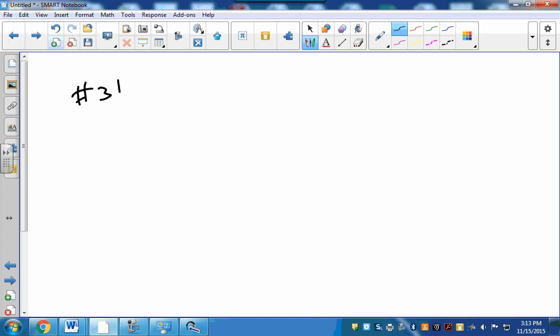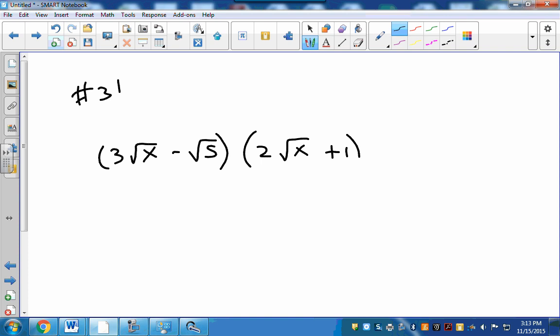This is the first one that has variables in it. We shouldn't be too concerned. It says, in the directions, the variables are positive real numbers, so no problems with negative square roots. Okay, 3 root x minus root 5 times 2 root x plus 1. Once again, we're going to distribute or FOIL. Now note that because x is positive, root x times root x will be x. We don't have to worry about the absolute value.